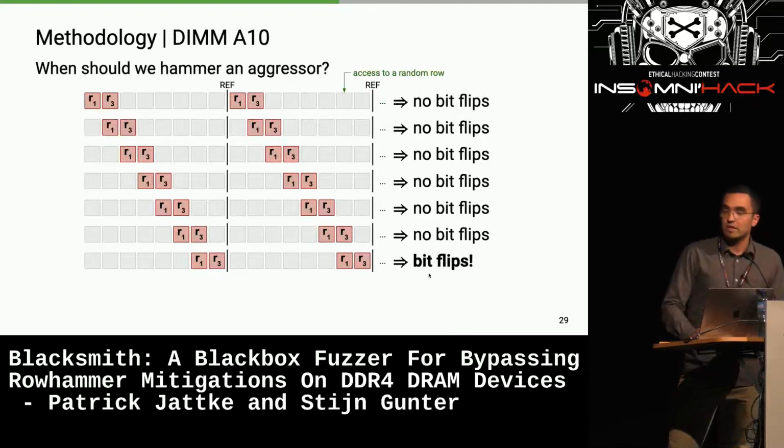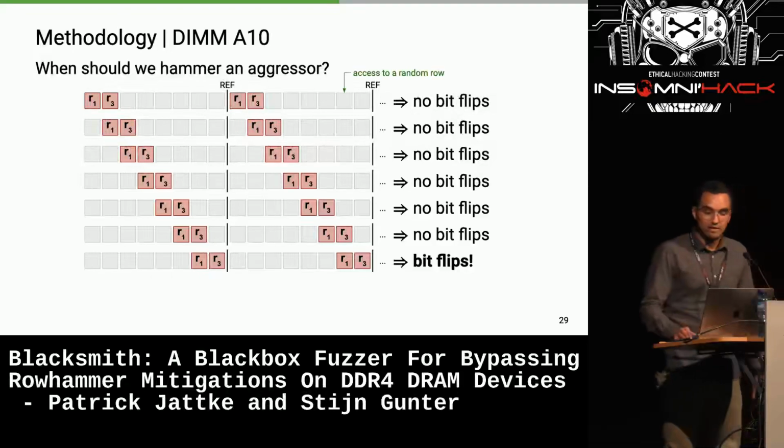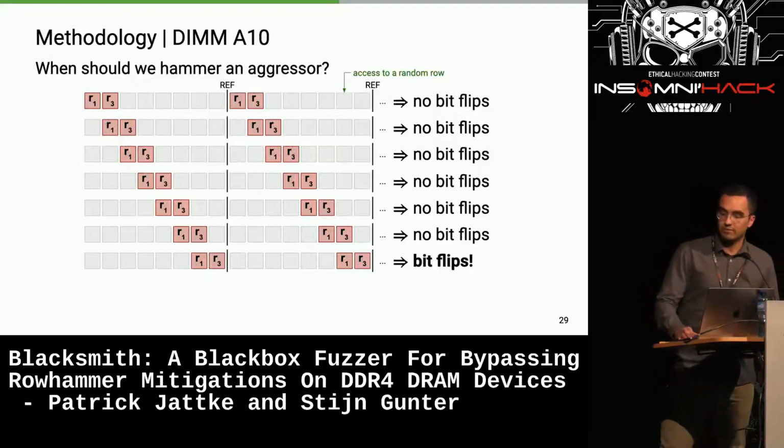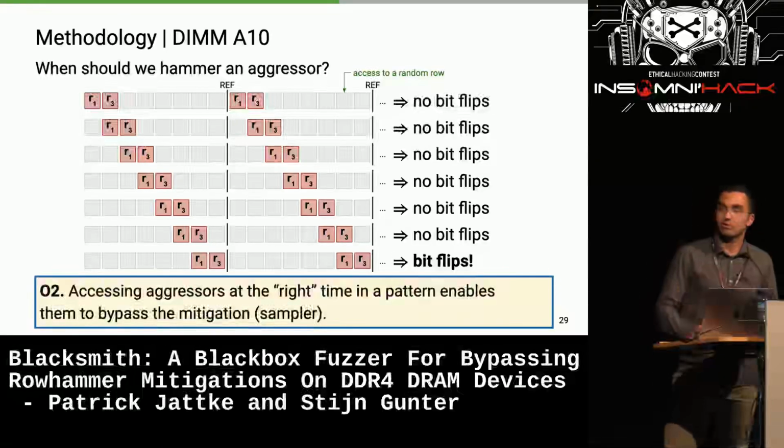And the reason for that is that the sampler might not be active all the time. So it might only sample specific accesses. And as here is already the next refresh, it might be that the sampler is not active here anymore, cannot capture these accesses. So our next observation is basically that it's very important when we access the aggressors in a pattern. And this allows us to bypass the mitigations more effectively.